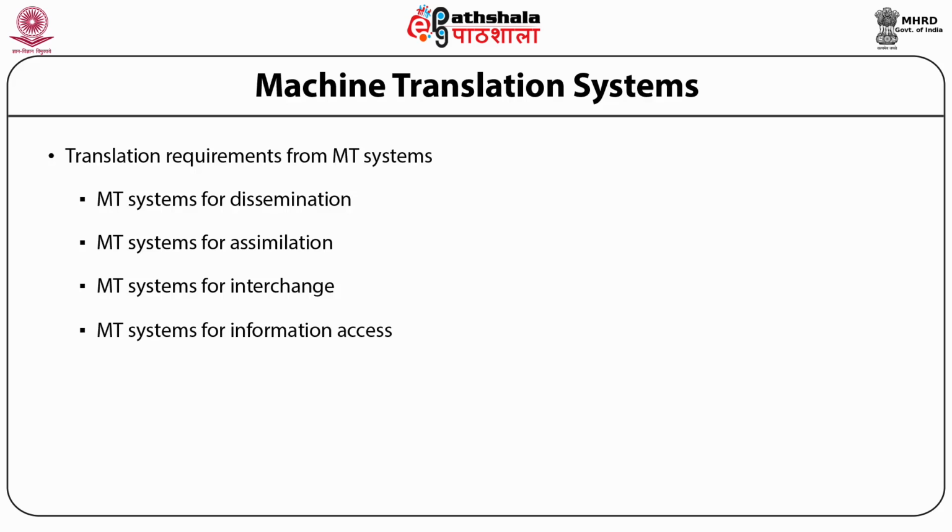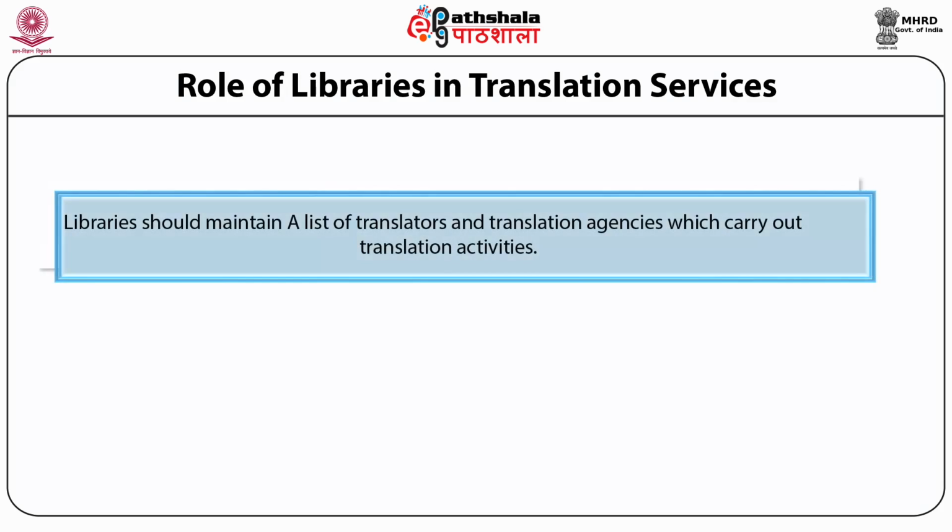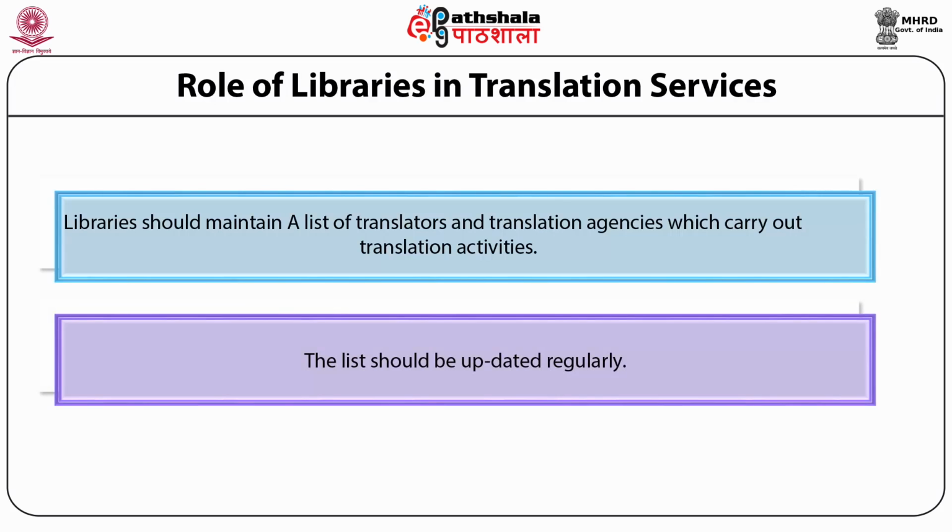MT system for information access. This demand is for integration of machine translation software to search and retrieve full text documents from databases, such as retrieval of translated version of electronic journal article or retrieval of bibliographic databases. Role of libraries in translation services. Libraries should maintain a list of translators and translation agencies which carry out translation activities, and the list should be updated regularly.